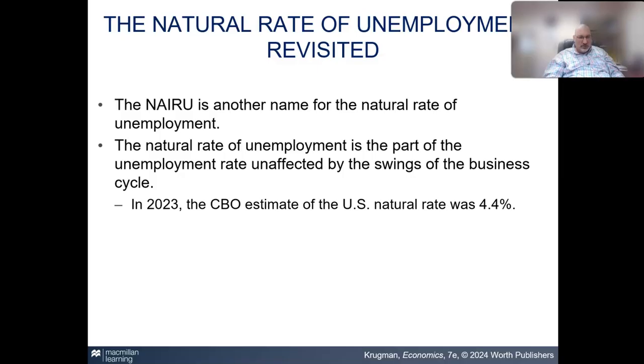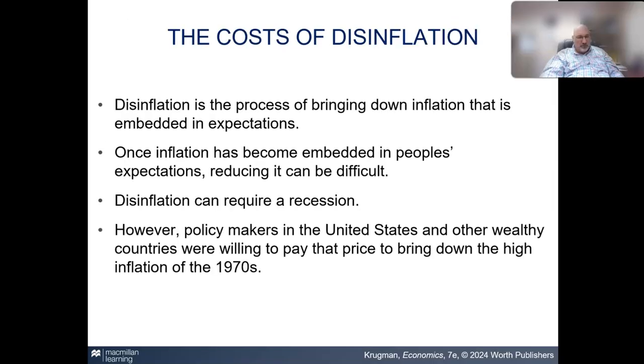So in 2023, the Congressional Budget Office estimated the U.S. natural rate was 4.4. So our range for that is 4 to 6. So 4.4 is on the low side.